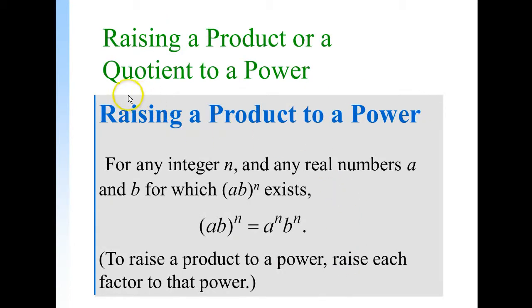Now when we're dealing with quotients, that's sort of like a fraction that we're raising to a power. Something similar exists, and notice there is an exponent of 1 there and 1 there, and we just distribute in a sense. So this becomes a to the nth, b to the nth.